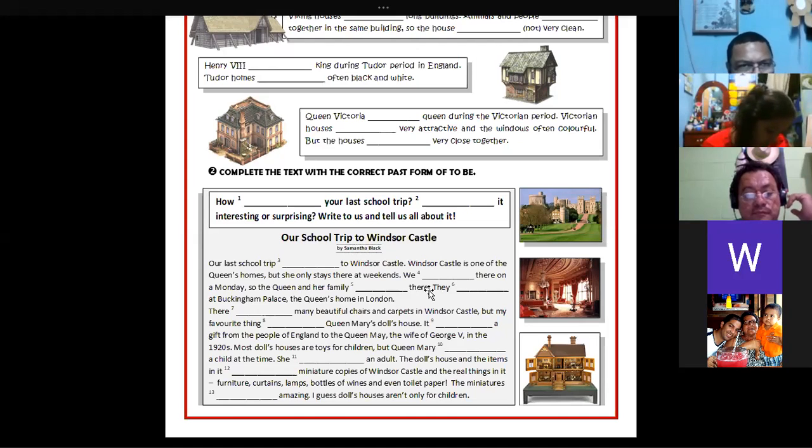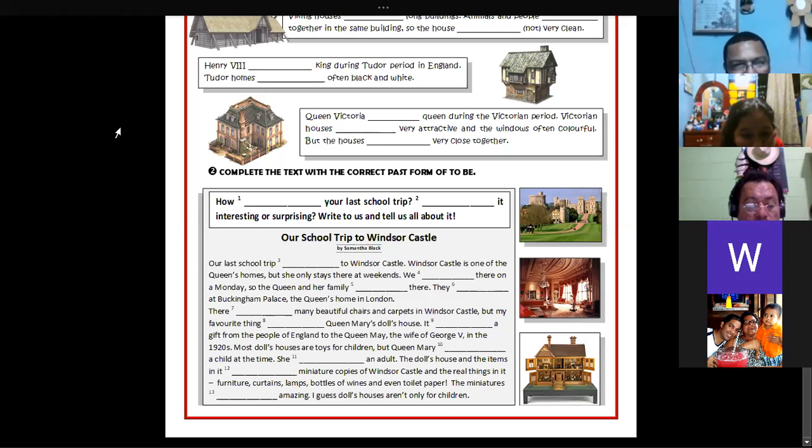There were many beautiful chairs and carpets in Windsor Castle. But my favorite thing was Queen Mary's Doll's House. It was a gift from all the people of England to Queen Mary, the wife of George V, in the 1920s. Okay.